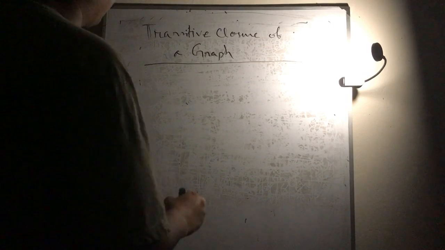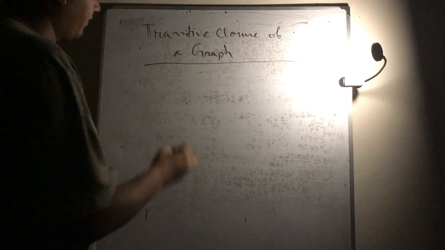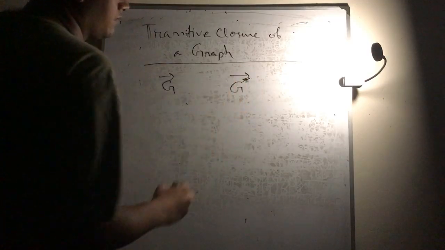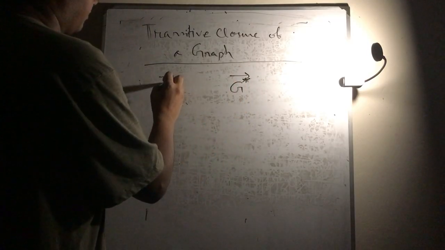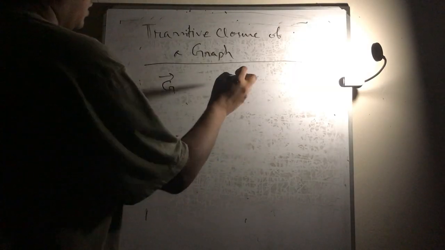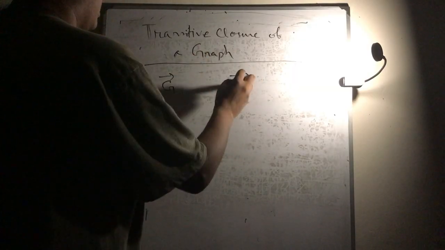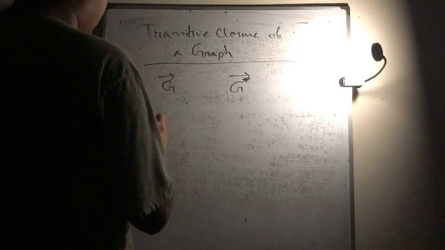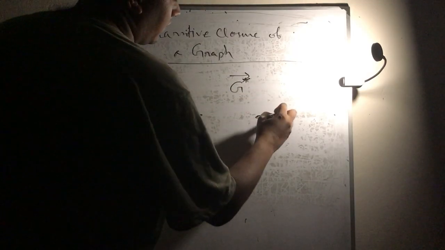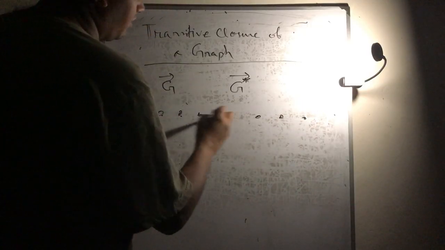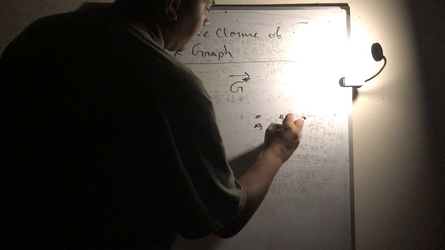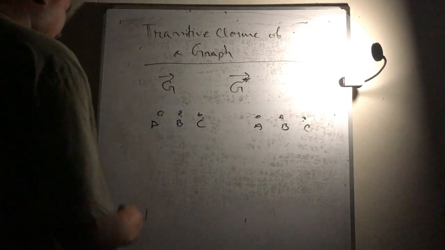So, the transitive closure of a given graph G is G asterisk. Here, we are talking about a directed graph, such that the vertices of G asterisk remain the same as the vertices of G. Suppose these are the vertices of G and these are also the vertices of G asterisk. So the vertices are the same: A, B, C.